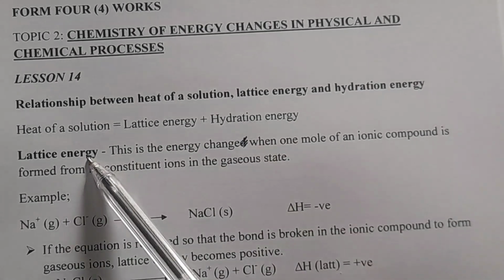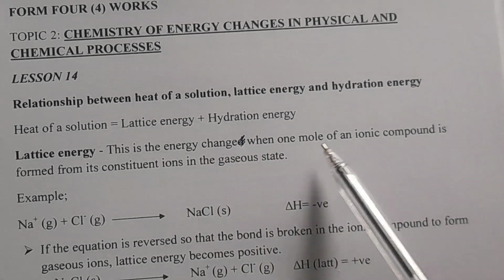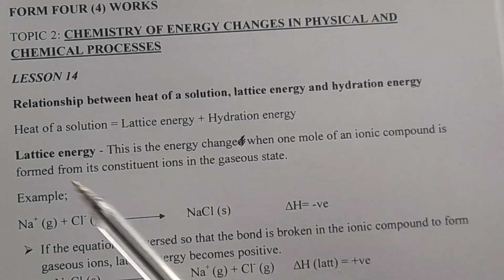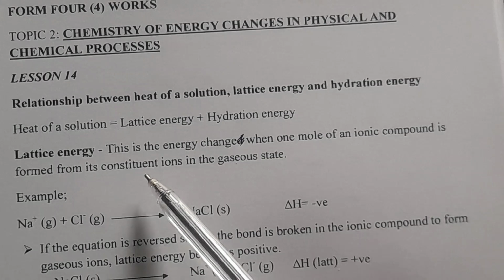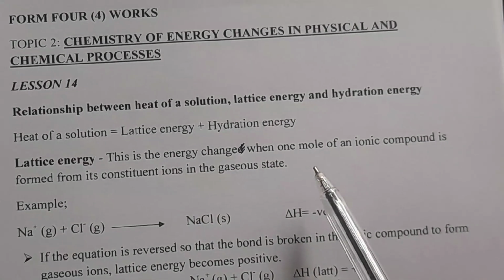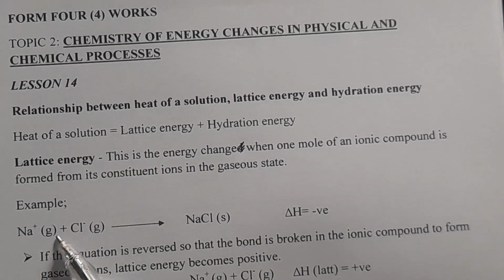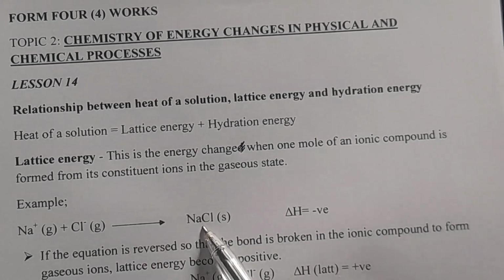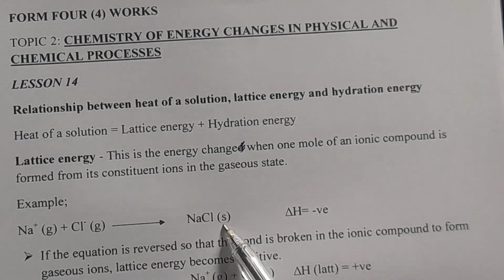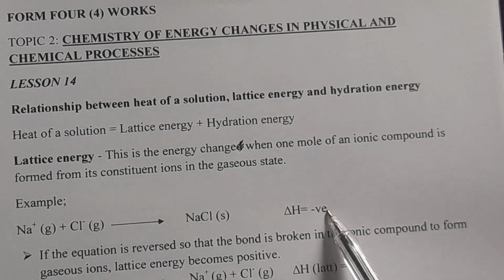So what is lattice energy? Lattice energy is the energy change when 1 mole of an ionic compound is formed from its constituent ions in the gaseous state. For example, we have a sodium ion in the gaseous state plus a chloride ion in the gaseous state, forming an ionic compound, sodium chloride, which is solid. So this is lattice energy. The enthalpy change here is negative.